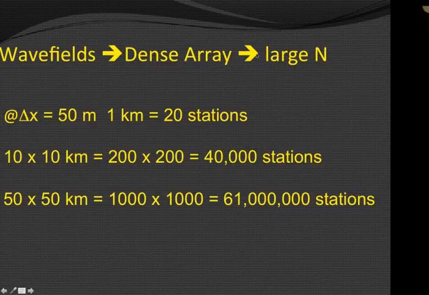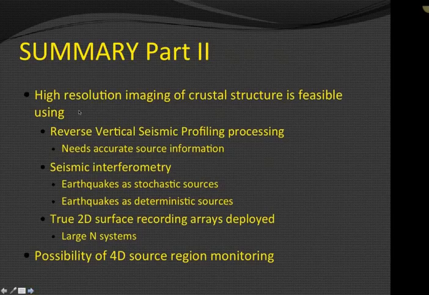We cannot avoid the laws of physics, the laws of sampling, and if we have any kind of coverage at all, that's going to record a large number. If we were to go to 50 meter spacing, which would be much more along the lines of what the sampling theory would indicate for Virginia, they would have 20 stations per kilometer. A 10 kilometer by 10 kilometer array is already in the range of 40,000 stations. 50 square kilometers, you're at 61 million. So you can certainly say that N is getting pretty large.